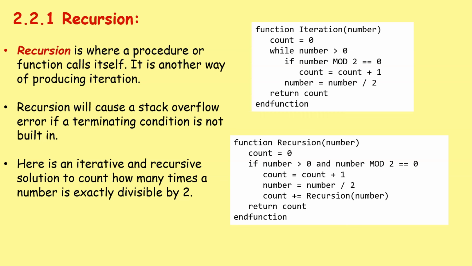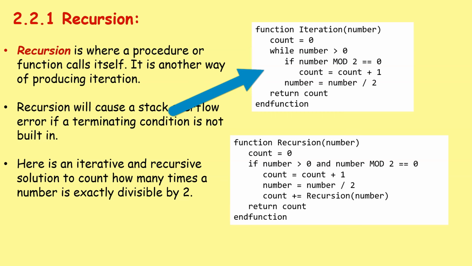Let's look at recursion. Recursion is where a procedure or a function calls itself. It is another way of producing iteration. Be careful though, recursion will cause a Stack Overflow error if a terminating condition is not built in. Have a look at these two examples. These are an iterative and recursive solution to count how many times the number is exactly divisible by 2. This is in exam pseudocode, but I'm sure you could convert this to the programming language of your choice.